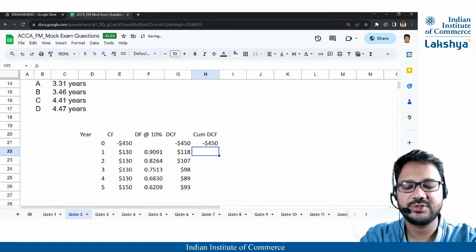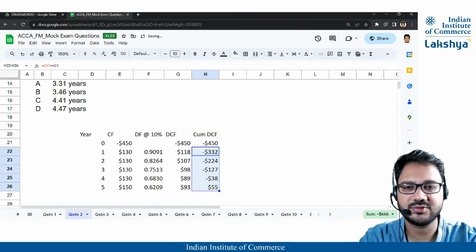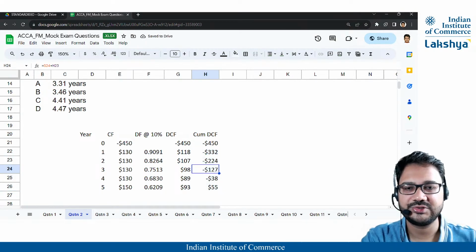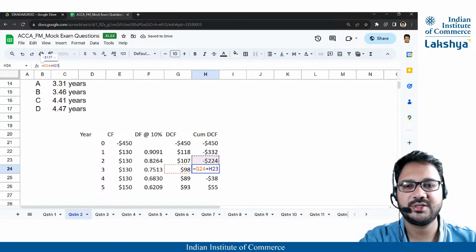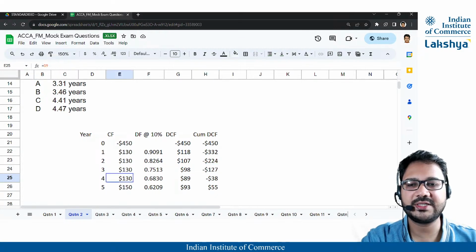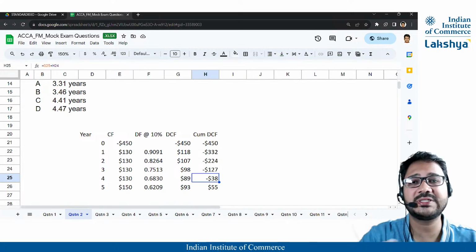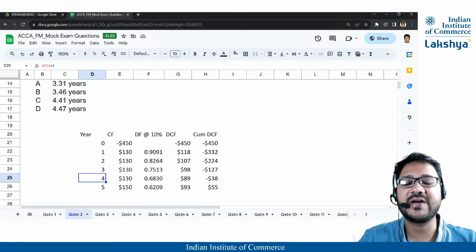So in year 0, it's an outflow. Then in year 1, we get an inflow. So on a net basis, it's an outflow of 332 and so on and so forth. Let's just check if the calculation is done right. Yes, it seems proper. So now we realize that in year 4, we are last negative, and then in year 5, we turn positive. But payback is the break-even point. So when do we turn 0? So it's after the 4th year.